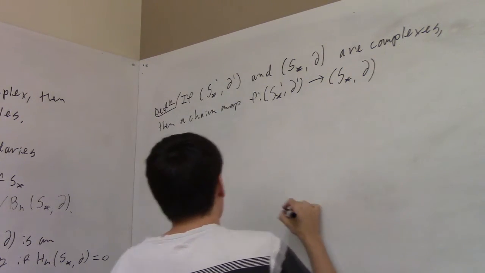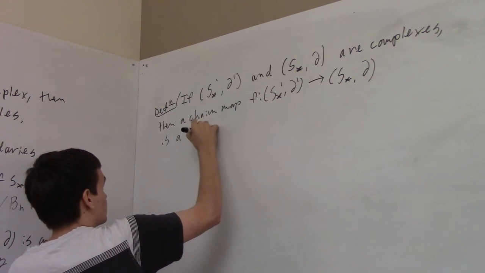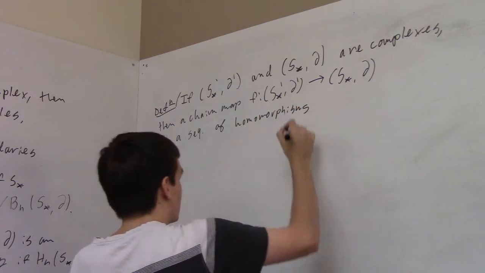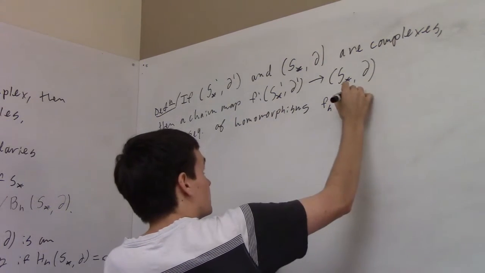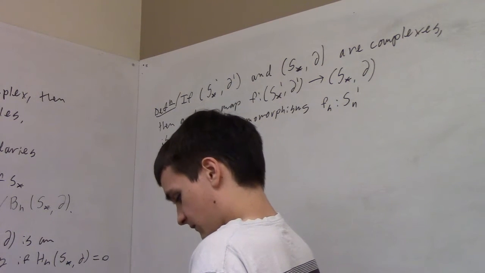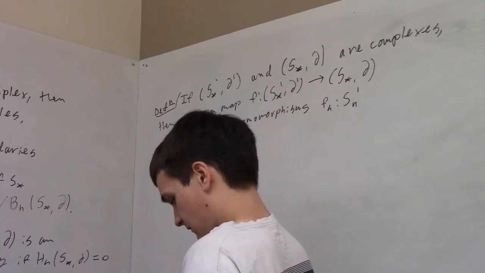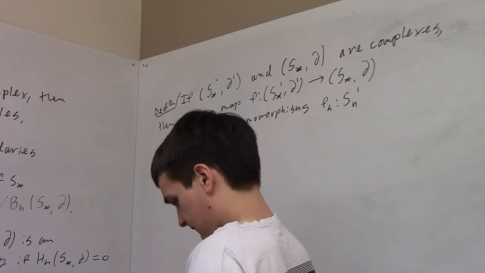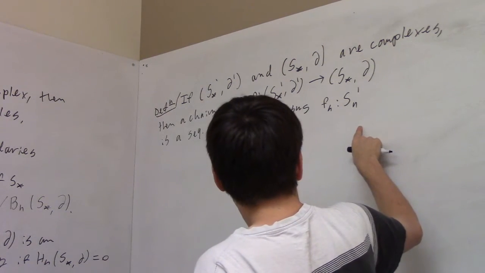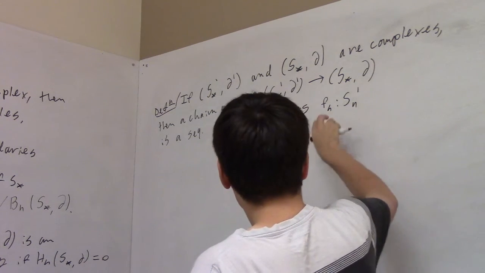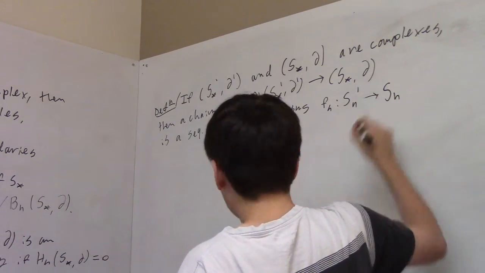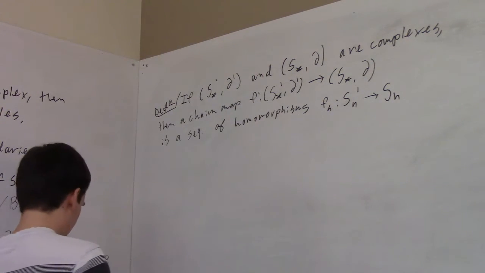is a sequence of homomorphisms Fn from the, I think I forgot to mention the actual groups in the chain are called, what was it? The term of degree n. So a chain map consists of a sequence of these homomorphisms from the nth term of the complex to the nth term of the other complex, such that the following graph commutes.